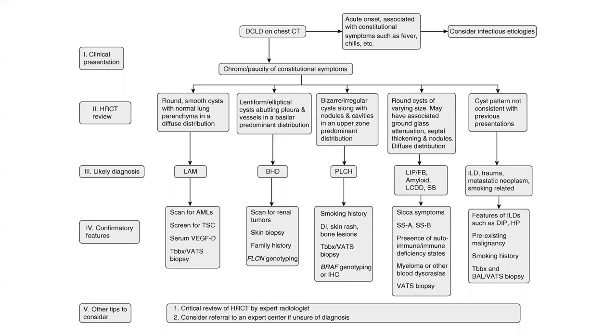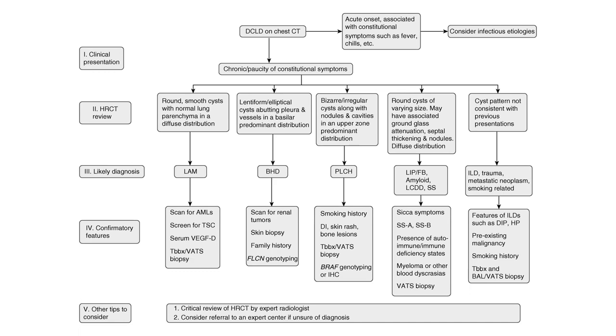Once you've deciphered what your clinical presentation is and now you're reviewing your CT, if you see these nice round smooth cysts with normal lung parenchyma, diffusely distributed, you're going to think of LAM. And then you're going to think, what confirmatory testing can I do for LAM? You can check for TSC, you can check for VEGF levels, you can get a biopsy or tissue diagnosis.